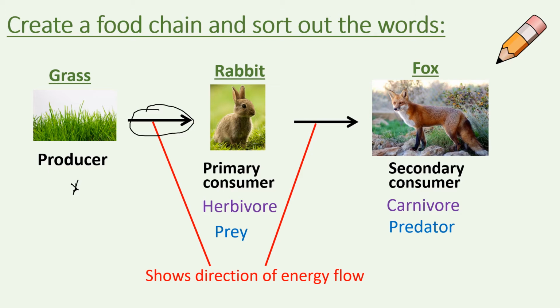And then we've got another arrow again to show the direction of energy flow, and then we've got our fox. Our fox eats the rabbit and it eats the primary consumer, so it must be a secondary consumer. It is a carnivore because it only eats animals, and it's also a predator. So well done if you managed to sort the pictures and the words out correctly.